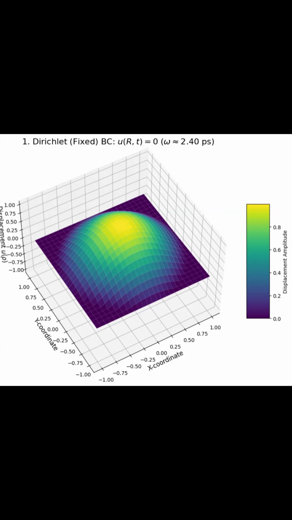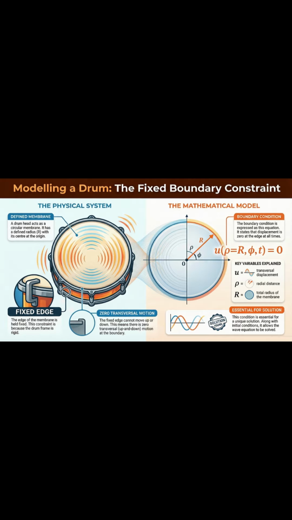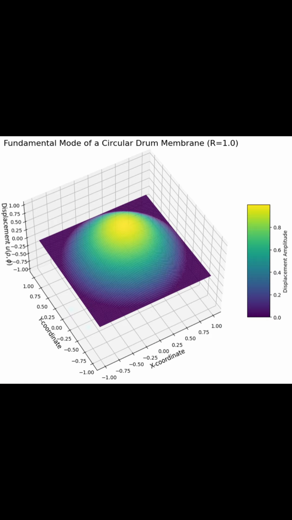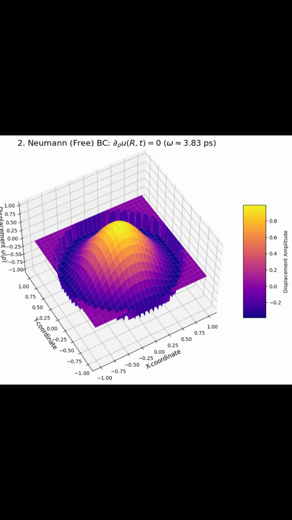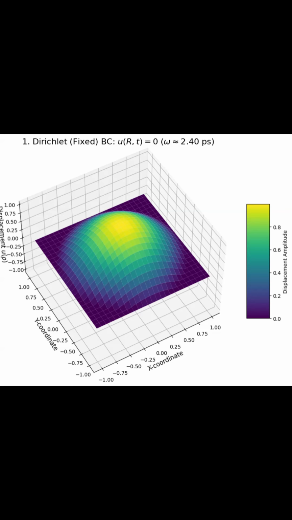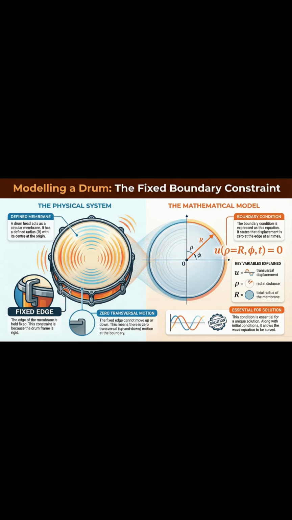So finally, what's the big takeaway? It's that the physical constraints are just everything. The membrane itself doesn't change, but just by switching how you hold the edge, from fixed to just flat, you completely alter the shape of the vibration and its frequency. So that simple rule at the boundary, whether the edge is locked down or just kept flat, ends up dictating the entire vibrational behavior of the whole system.